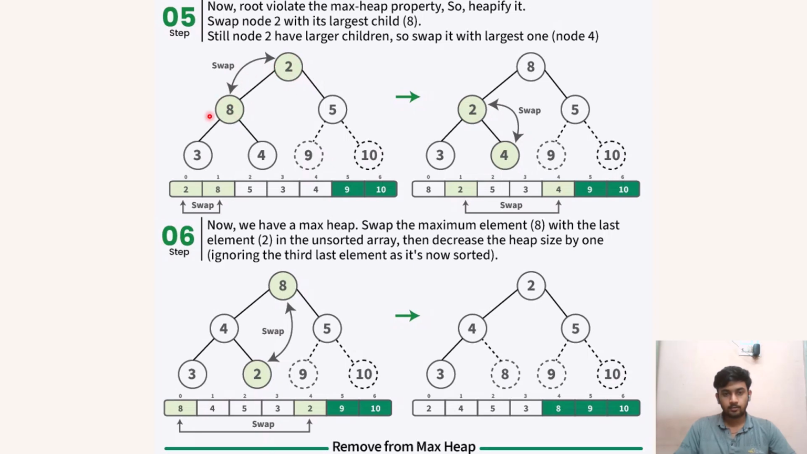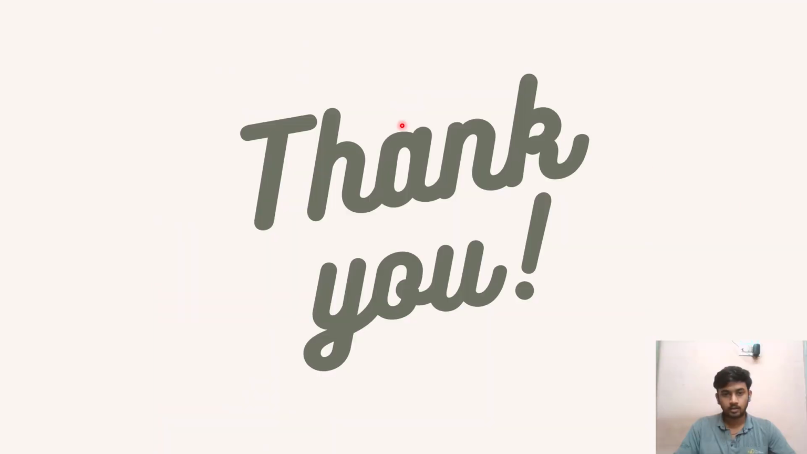Heapify 2 and 8, 2 is less than 8, so swap 2 and 8. Next, check 2 and 4, 2 is less than 4, so swap both. Now this tree is in correct order. Then after that, swap 2 and 8. Bring 2 to the root and 8 out of the tree. After that, once again check whether it follows the heap property or not.